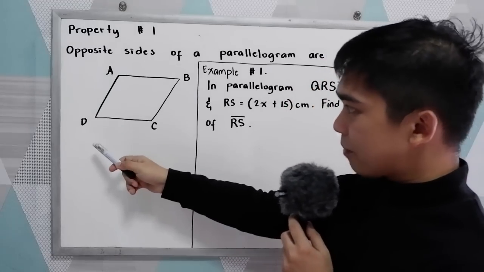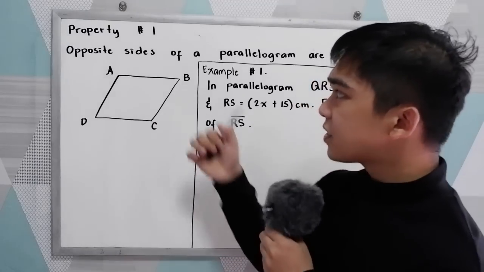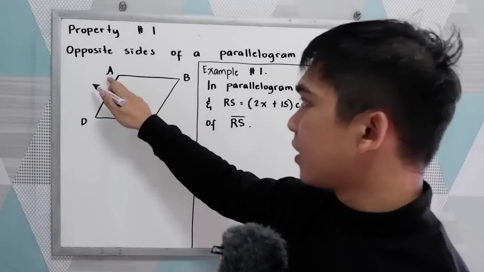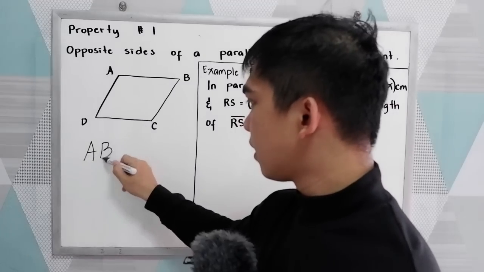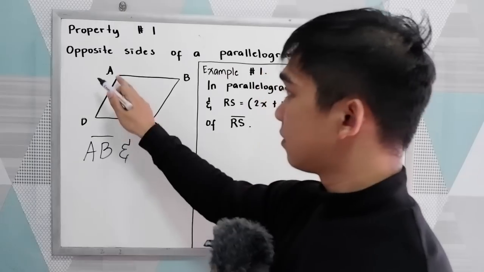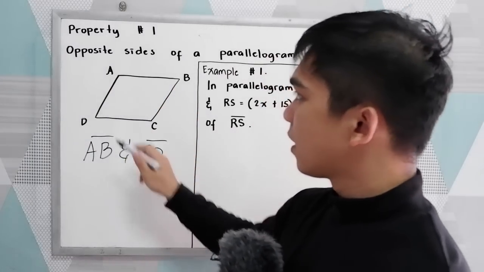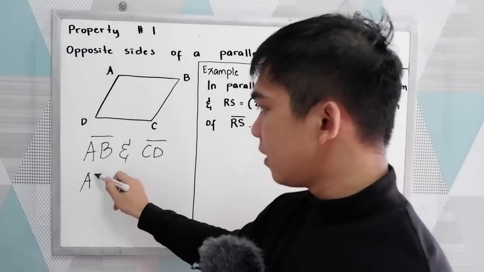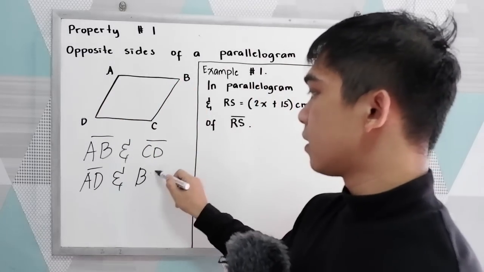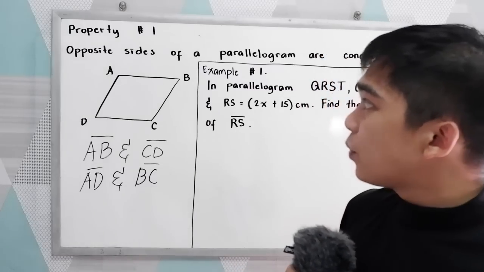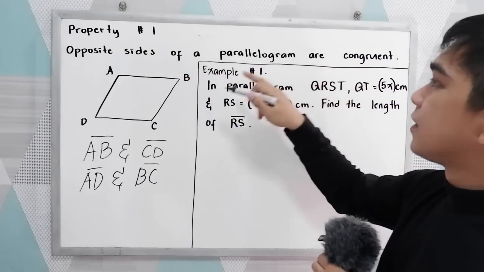So let us use this parallelogram ABCD. So our opposite sides here are AB and opposite to it is CD. We also have AD and BC. Now, following our property number 1, they are congruent.